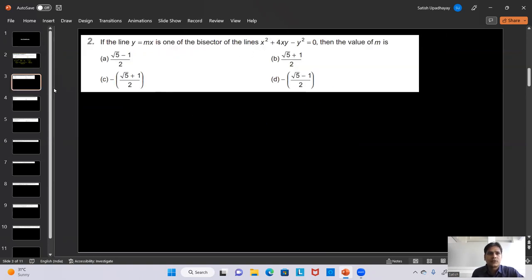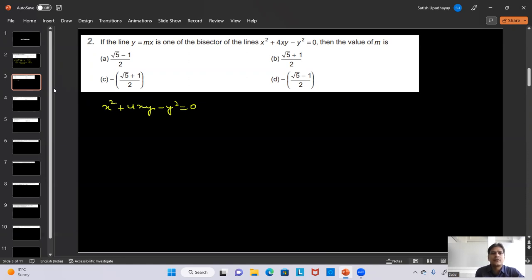Now moving to the next one, please check this question. If the line y equal to mx is one of the bisectors of the lines x square plus 4xy minus y square equal to 0, then find the value of m. So the combined equation of a pair of straight lines is given here. Let me write the equation first: x square plus 4xy minus y square is equal to 0, right?